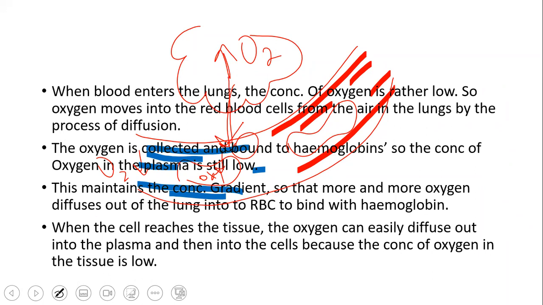And because that concentration gradient or because that concentration difference is maintained, what is going to happen? The oxygen will keep on diffusing from the lungs into the blood. It will constantly be diffusing out, so oxygen can keep on binding to the red blood cells, and it is going to make sure that your maximum amount of oxygen is transported throughout the entire body. Making sense?